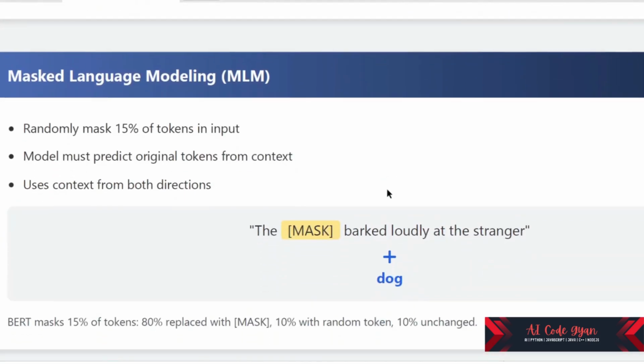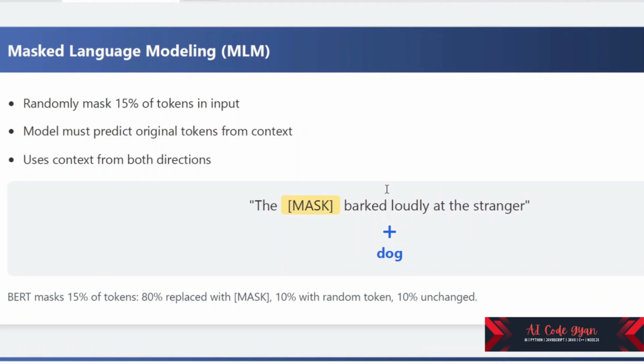Now, BERT follows MLM and NSP. When masked language modeling is used, it masks 15% of the tokens in the input. Suppose we have the sentence, the dog barked loudly at the stranger. Here we replace dog with a mask token. Basically we need to use context from both directions. So we are going to calculate the context of dog with the help of either barked loudly or at the stranger.